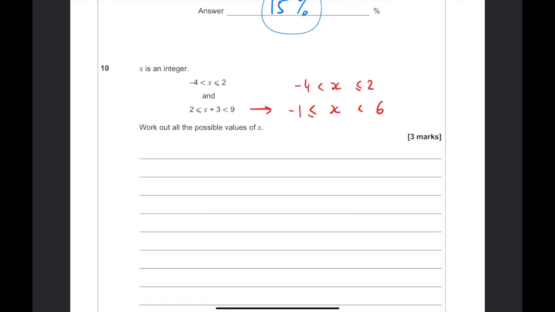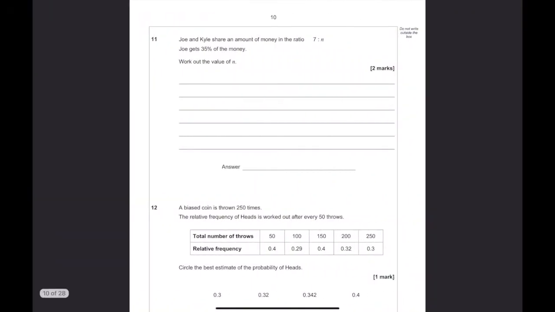Now we know that at the top end, x actually has to be at most 2, and at the bottom end it has to be at least minus 1. It can't go down to minus 4 because minus 1 is holding it back. So the values it can be are minus 1, 0, 1, and 2. That is all the values.